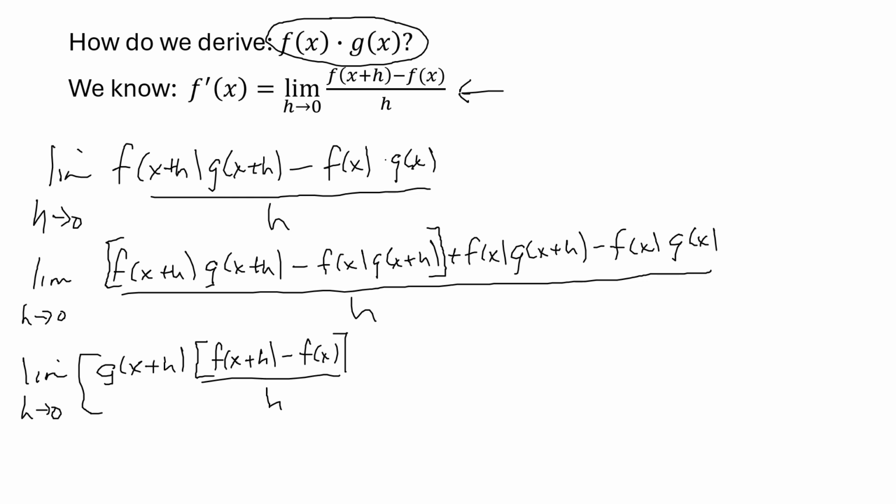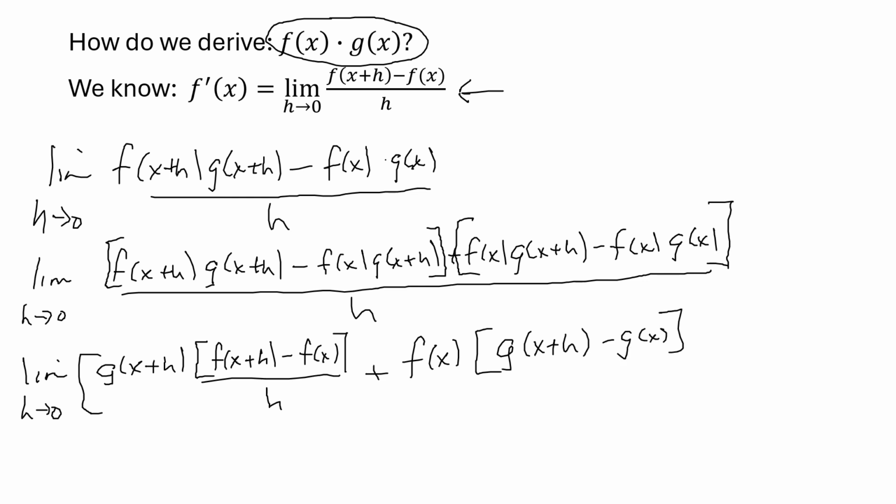Then over here, with these two terms, I see that f of x is in common. So I'm going to factor out f of x. Inside, I'd be left with g of x plus h minus g of x. And again, all over h, because now these two terms are added. So this denominator is actually getting split up. It's got to go to both of them. Well, that worked out very conveniently for obvious reasons.